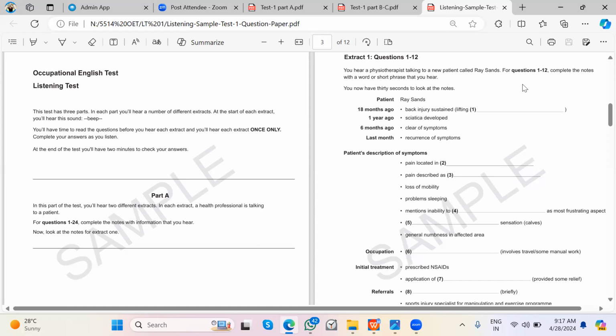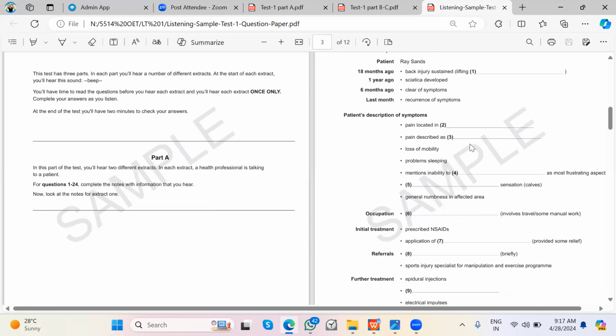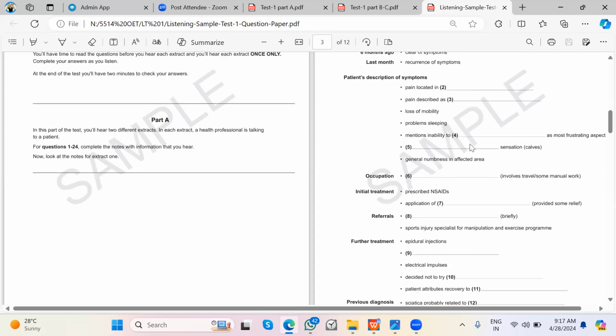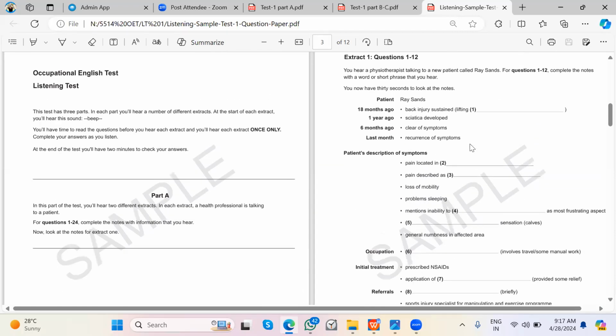So here the patient is Ray Sands, and the person is describing the problem that he's facing, and the doctor will be asking certain questions to the same person, and then you simply have to understand the notes and then go about it. It is a very sophisticated test. The moment it begins, it will give you proper instructions. It is really important for you guys to listen to the instructions carefully.